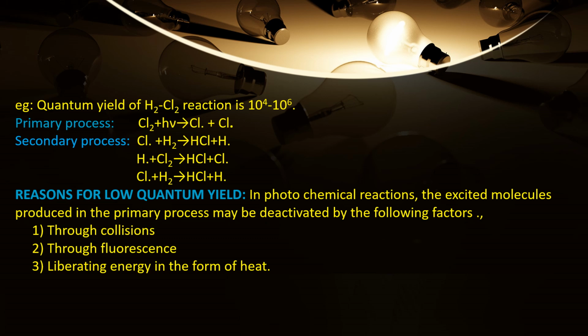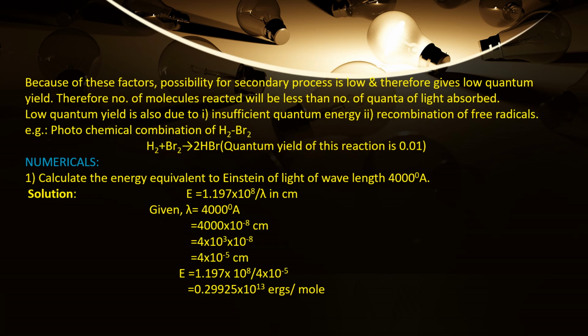Next, coming to reasons for low quantum yield. So a photochemical reaction takes place in two stages, we have learned. Primary process: each reactant molecule absorbs one quantum of radiation and dissociates into two free radicals. Sometimes these free radicals might be deactivated or destroyed by various factors like collisions, fluorescence, or sometimes energy might be lost in the form of heat. Because of these factors, the possibility for secondary process is low.